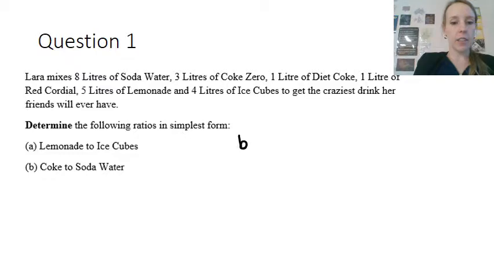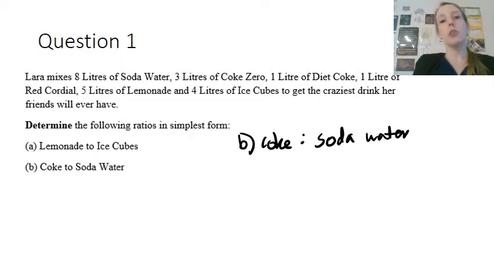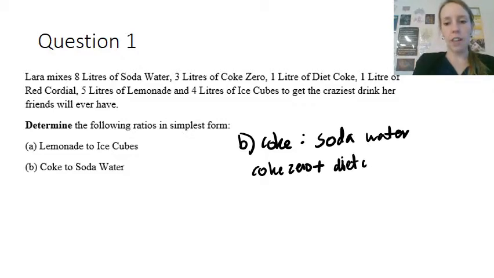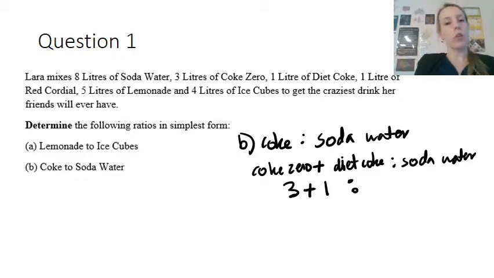For B, it says Coke to soda water. Now if we read this question, we've actually got 2 different types of Coke. We've got Coke Zero plus Diet Coke. So we're going to add those together. So we've got Coke Zero plus Diet Coke to soda water. So Coke Zero, we've got 3 litres, Diet Coke, we've got 1 litre, and soda water, if we read this, we had 8 litres. So that's 4:8.